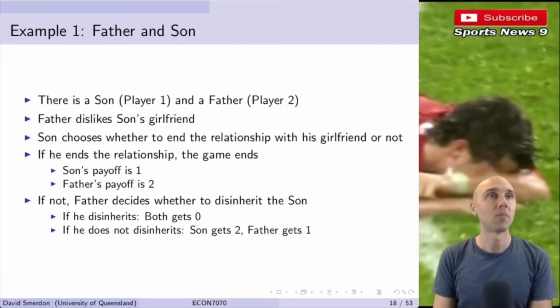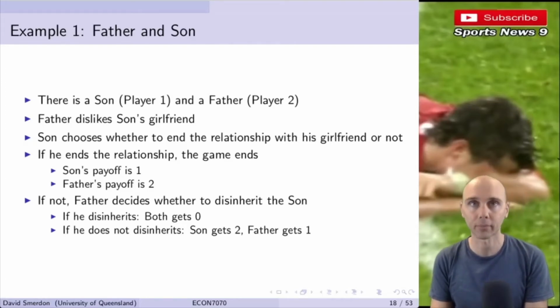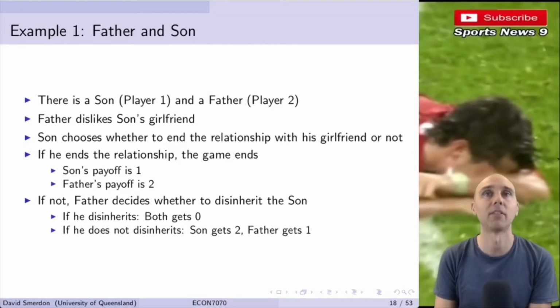The son has to choose between ending the relationship with his girlfriend or not. If he ends the relationship, the game ends. The son gets a payoff of 1. The father is happy. The father gets a payoff of 2. If the son does not end the relationship, it's the father's turn to choose.